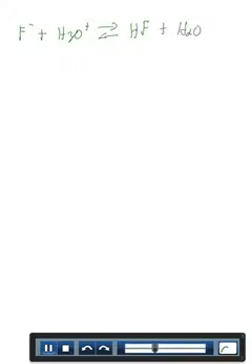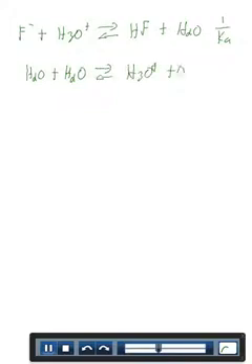So we know the value of this equilibrium constant. It is 1 over Ka. Since we've written the reaction in reverse, we take the inverse of the equilibrium constant. Now consider this other reaction. We have water autoionization, and the equilibrium constant for it is Kw.